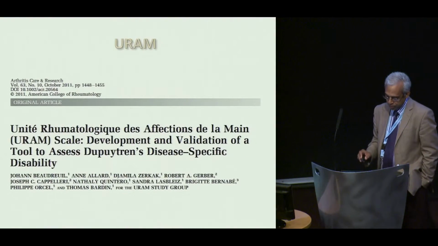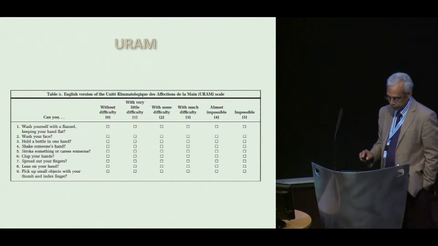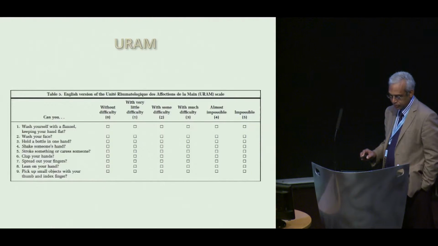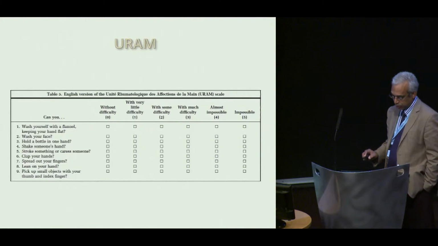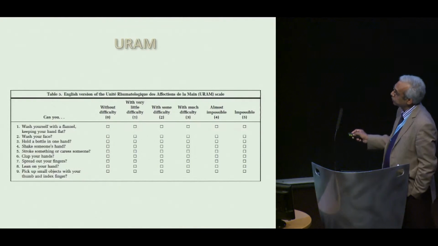This is the URAM that was suggested. It is a French score, and it was published in English. My assumption was that it had been validated in English. I'm told by David Warwick that the psychometric testing for this outcome measure has not been done in English. But essentially, it is 9 questions, all to do with disability due to a flexion contracture.